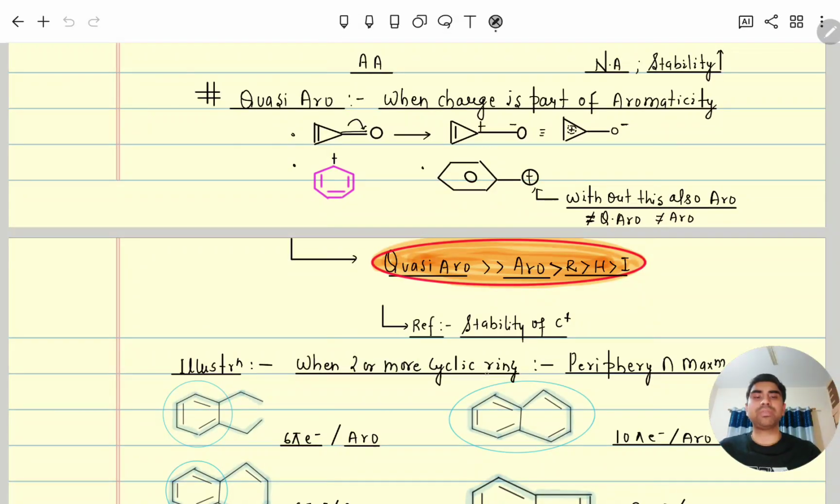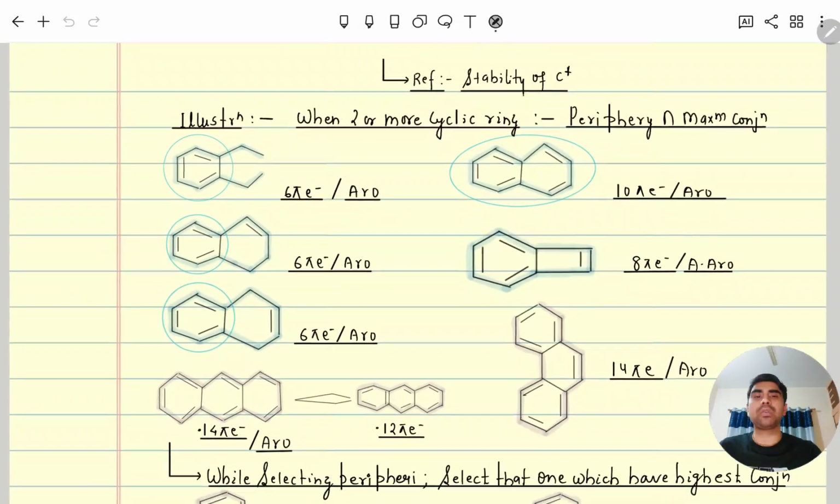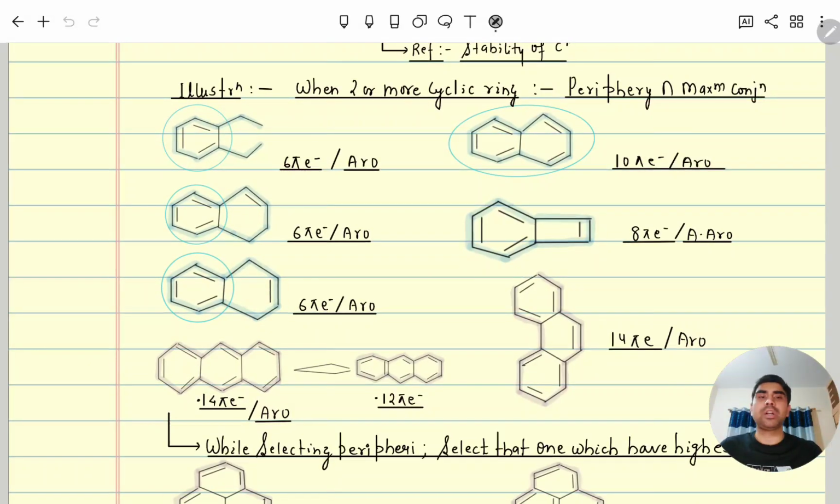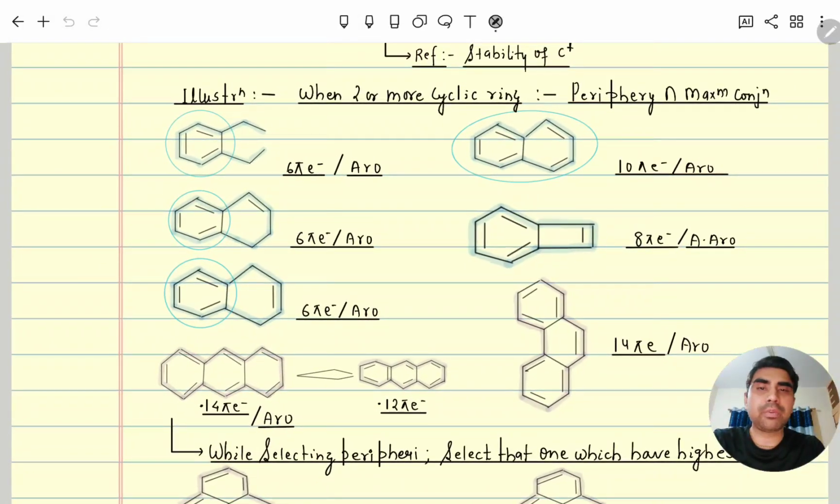Clear? Next, moving further, as I told you, Huckel's rule is only valid for monocyclic compounds. If more than one cycle is present, then what do we have to do? We have to consider its periphery and maximum conjugation. If overall the result is 4n plus 2 pi electrons, then it will be aromatic. If it is 4n pi electrons, then it will be anti-aromatic. Like here you can see this is the periphery. Periphery means boundary, and overall that conjugation. So how many total electrons here? 6 pi. So this is aromatic.